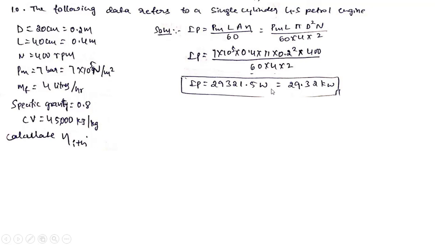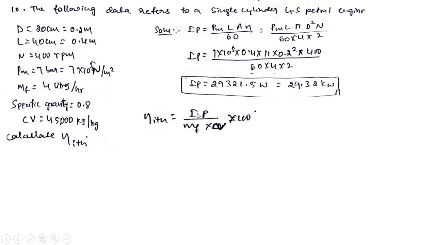Check the value of this indicated power once. Substitute all the values, do the calculation, then check what is the value of IP you are going to get and what is the value of IP what I have got here. Compare these two. Next, we will go for that indicated thermal efficiency formula.